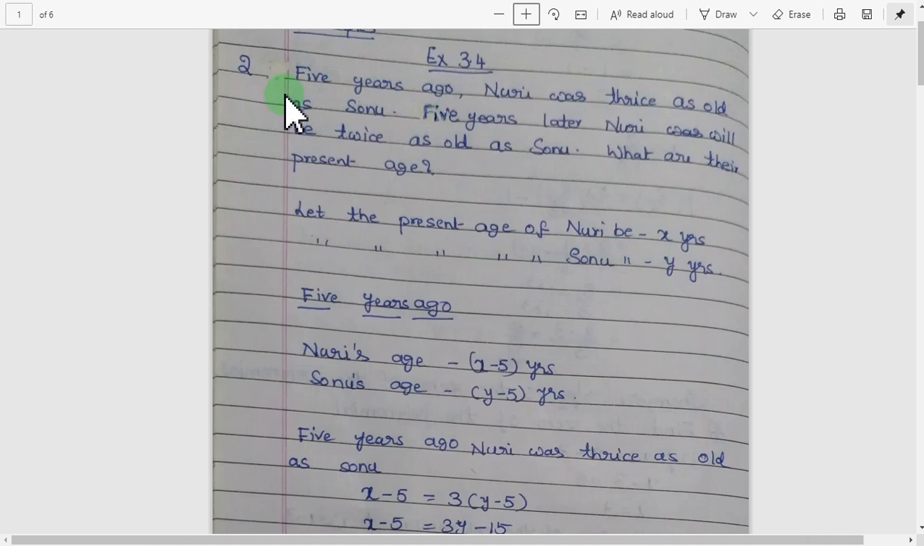So the first statement given here is 5 years ago. First of all we will find the ages 5 years ago by taking the present ages. Present ages are x and y years. 5 years ago Noori's age will be x minus 5, present age minus 5 years, and Sonu's age will be y minus 5 years. If your age today is 14 years, then 5 years back, if you subtract 5, you will get your age 5 years ago.